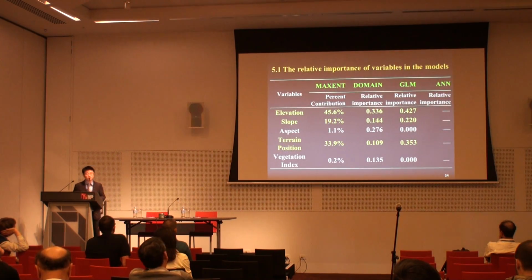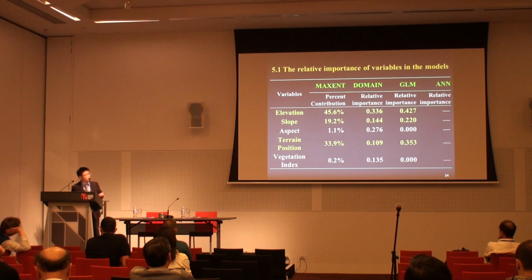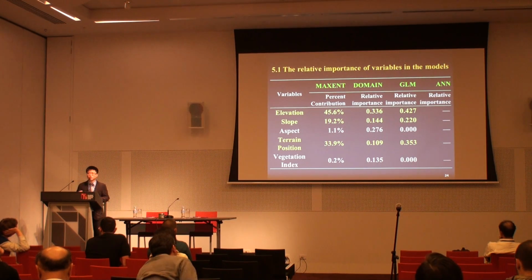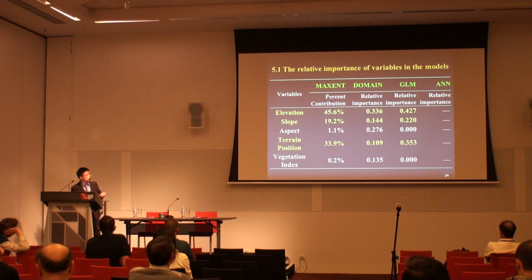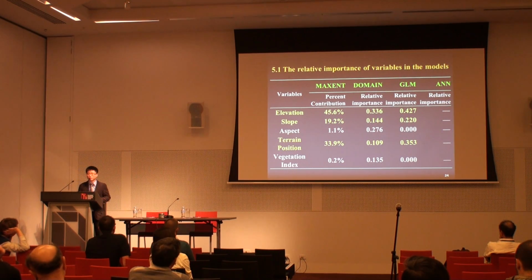We follow this table for the relatively important variables in each model, unfortunately except for the ANN model, because we use a free software module that doesn't offer that contribution function. Overall, we can see that relative elevation, slope, and terrain position have relatively high importance for modeling the Chinese Bogatree.